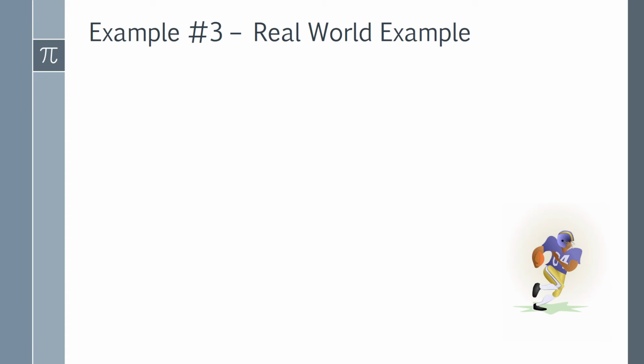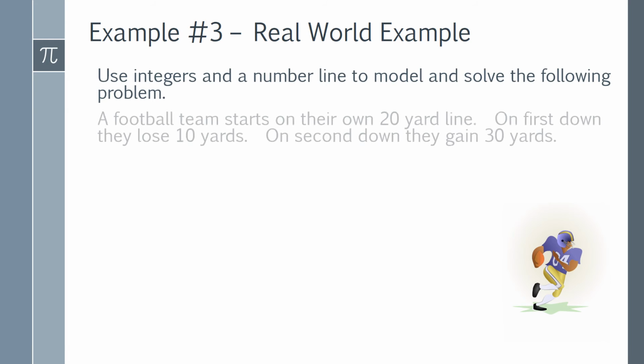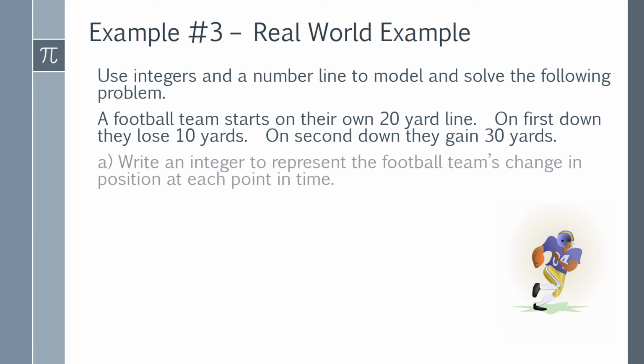Example number 3 will be a real-world example. Use integers and a number line to model and solve the following problem. A football team starts on their own 20-yard line. On first down, they lose 10 yards. On second down, they gain 30 yards.